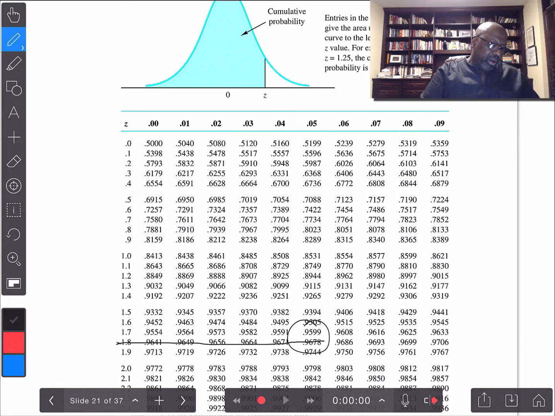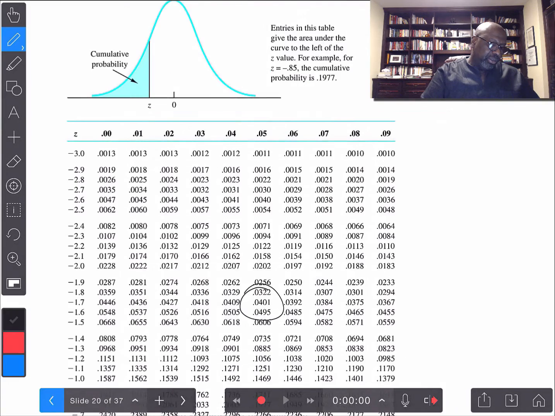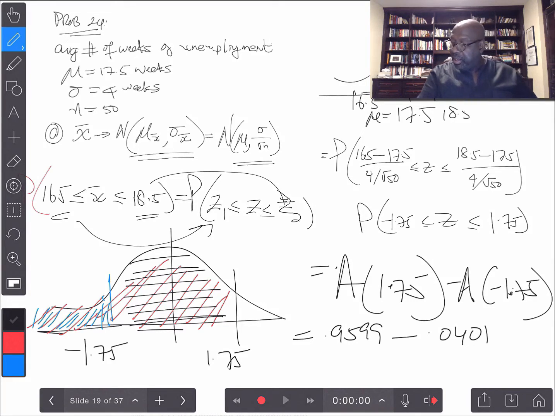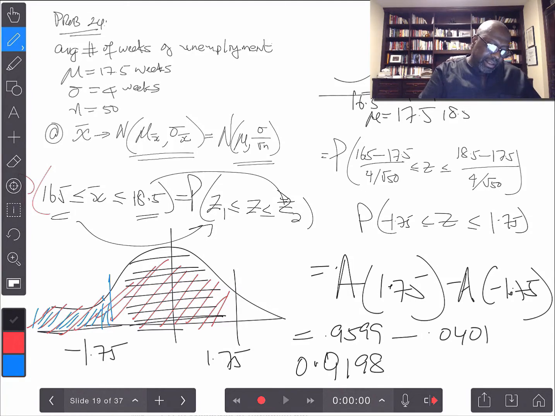So going back to our problem, this would be equal to 0.9599 minus 0.0401, and the answer is 0.9198. 0.9198, and that's the answer. So that's how you solve that problem.